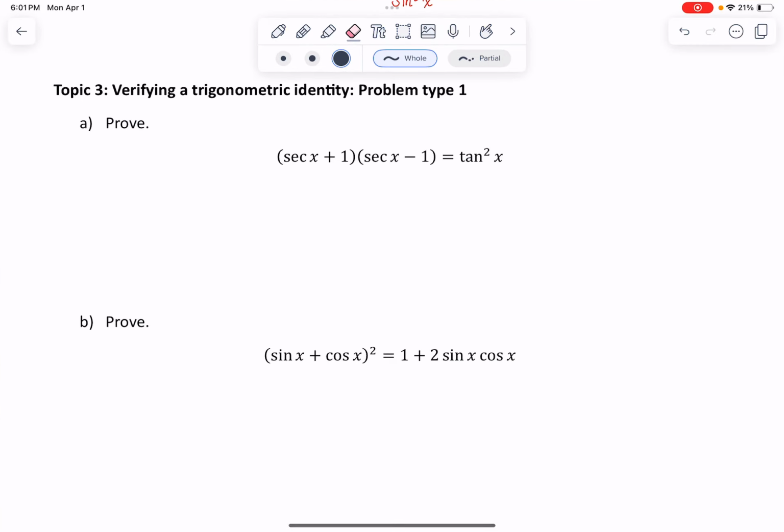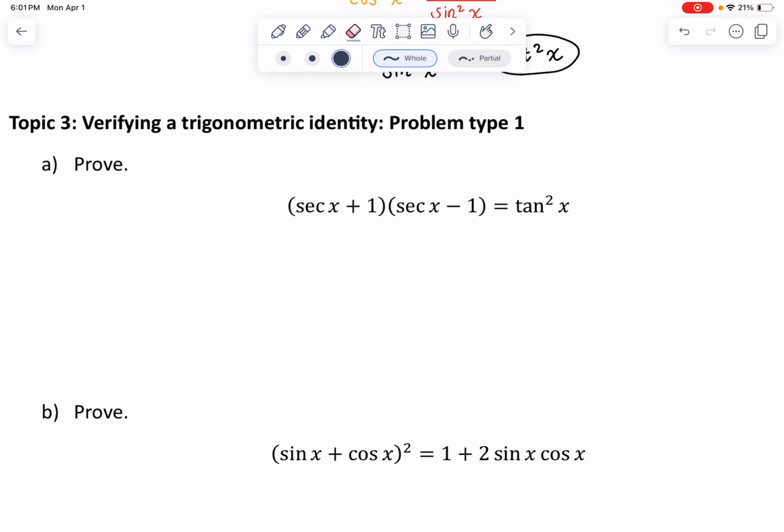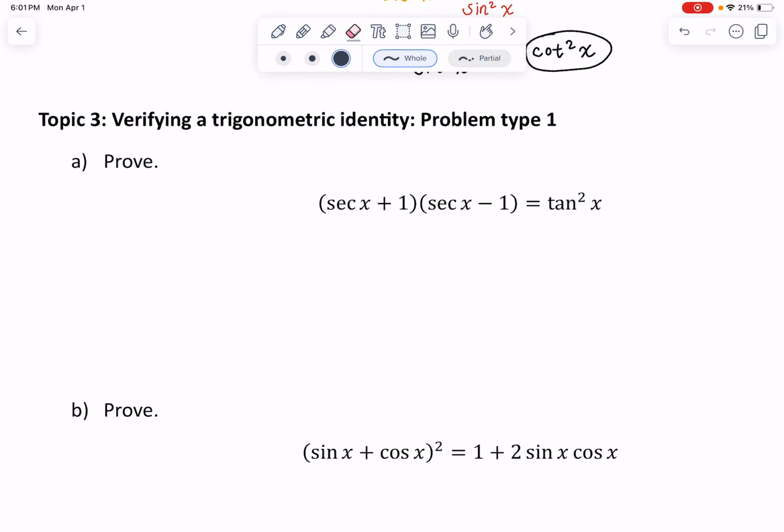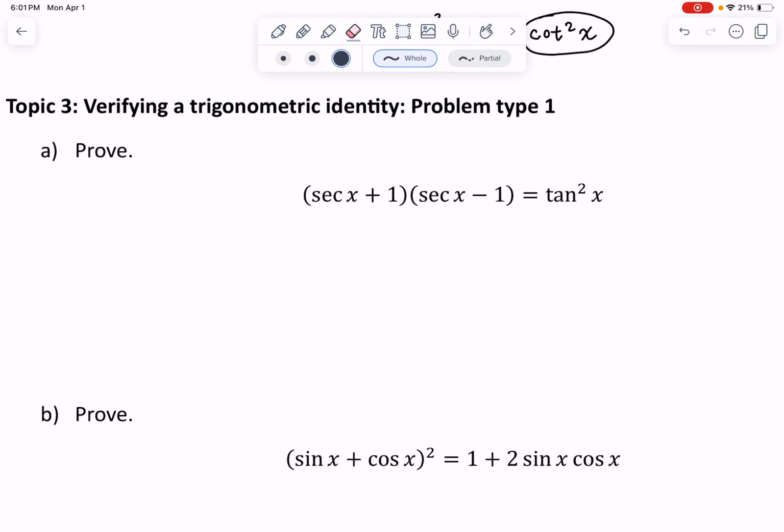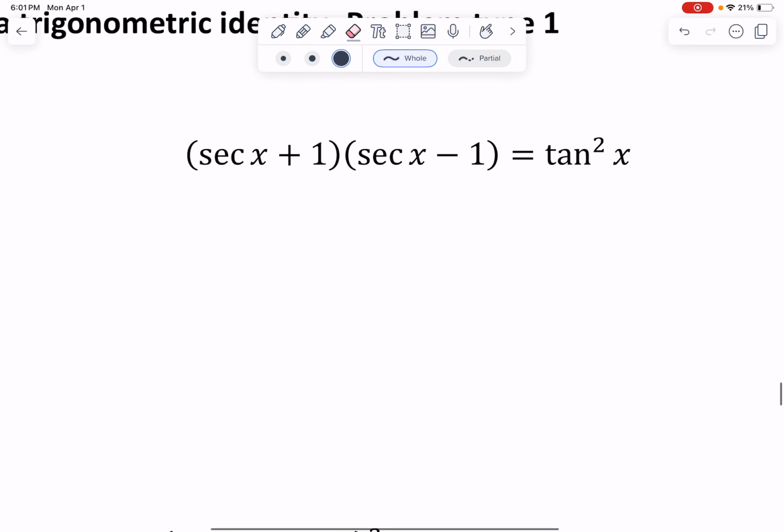This time we're verifying trig identities. So this is the problem type 1 in your homework this week. We have to prove secant x plus 1 times secant x minus 1, and we want to show that it is equal to tangent squared x.